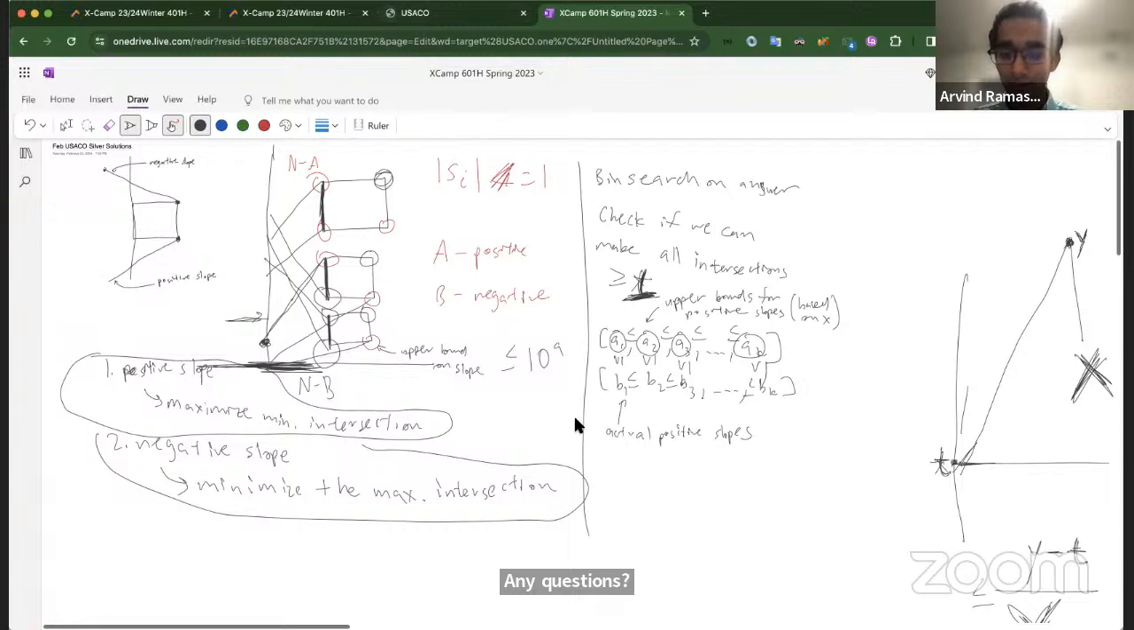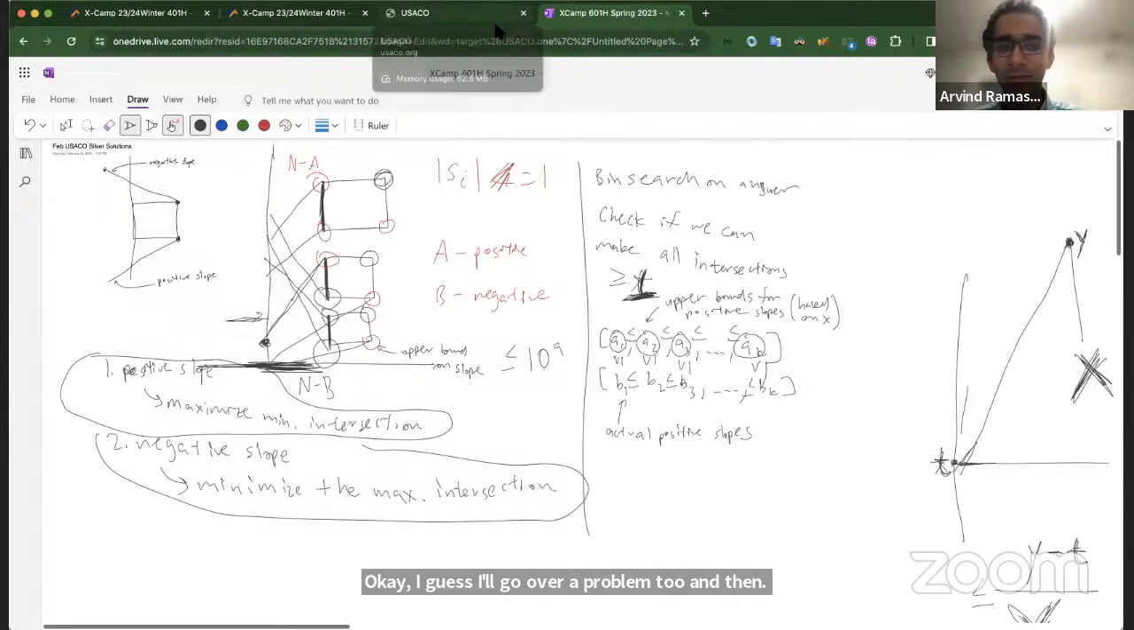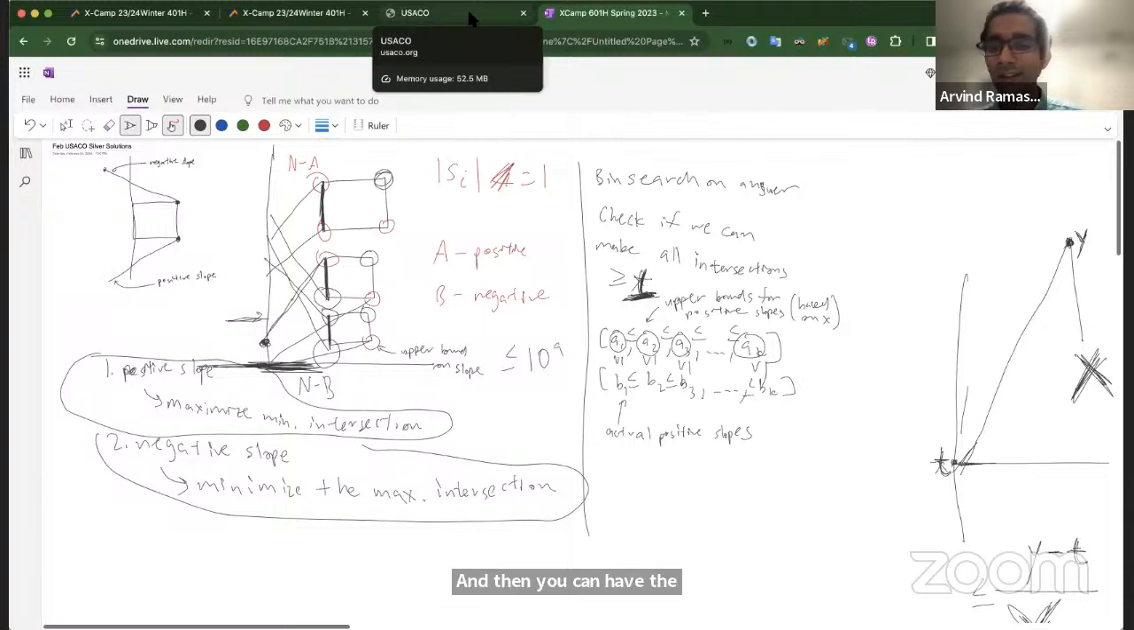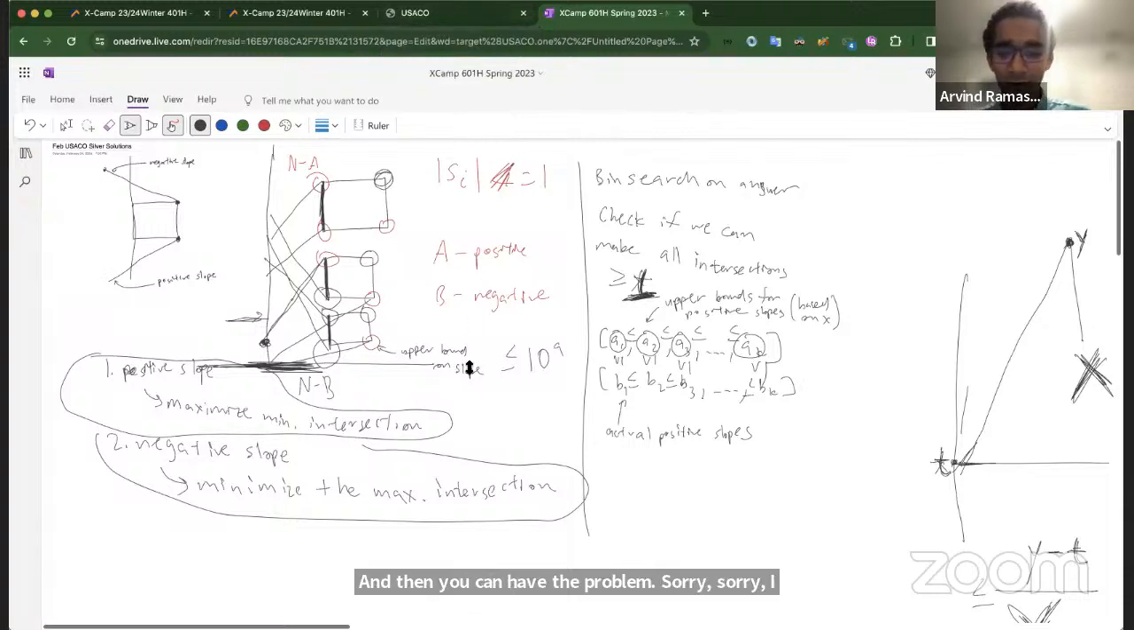Okay, that's the solution for problem 1. I guess I'll go over problem 2 and then, sorry, I mean problem 3, and then we can have the problem 2 explanation after that.